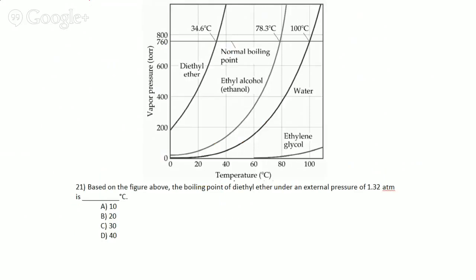21, using a chart. This is based on the figure above. The boiling point of diethyl ether under an external pressure of, I'm sorry, under 1.32 atmospheres is blank. All right, so first step, let's find diethyl ether. It's this line right here, and it wants the boiling point at that pressure. So first we got to convert this. This vapor pressure is in torr, and they gave me atmospheres. So I got to do 1.32 atmospheres times 760 torr per atmosphere.